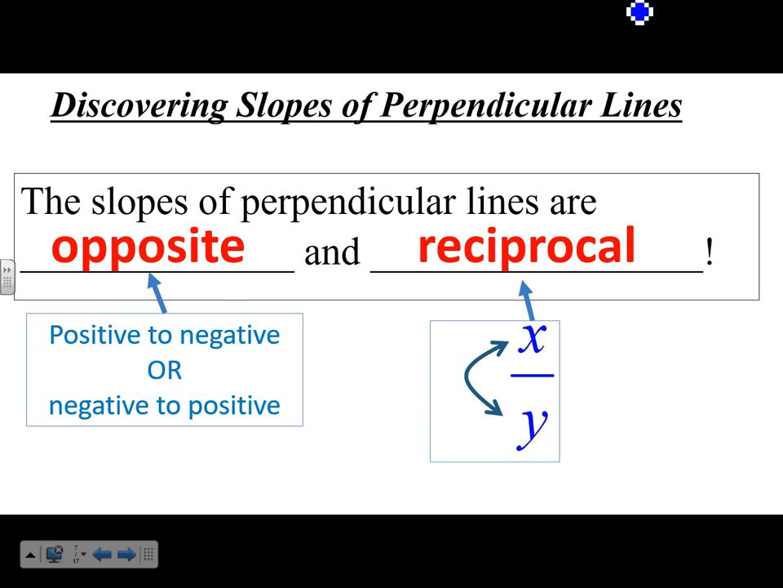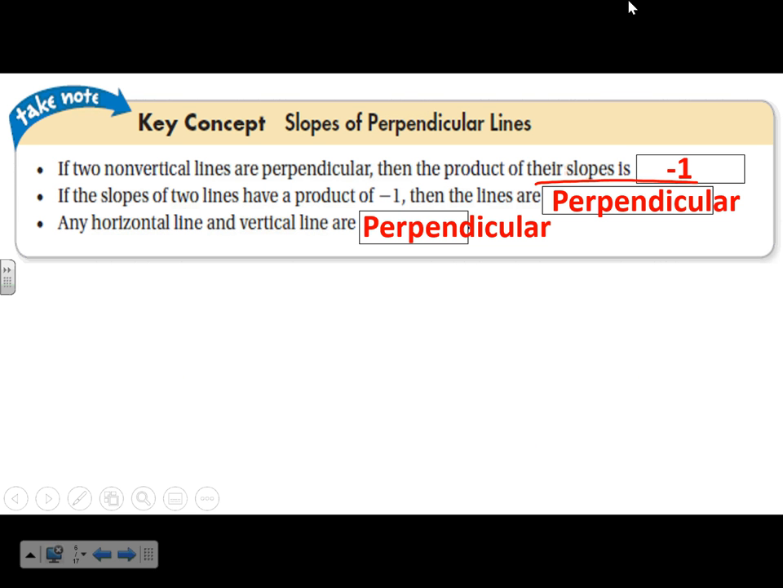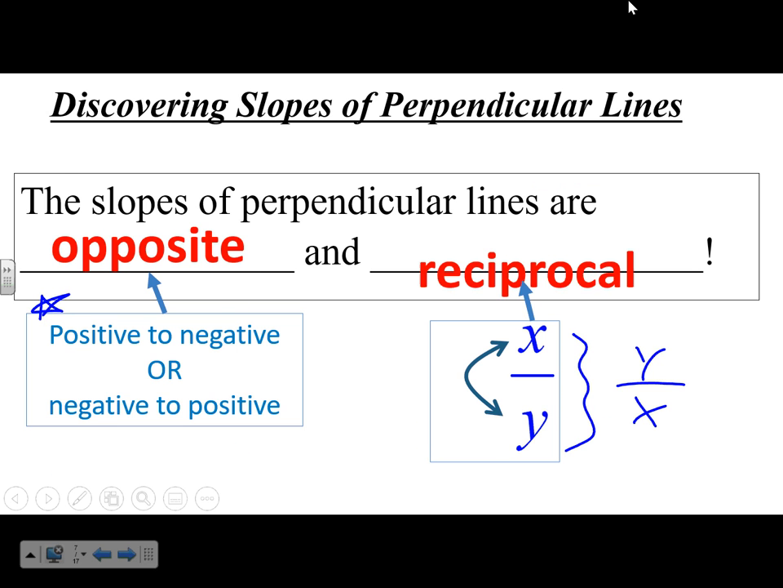So opposites are talking about the sign. If it's positive, then the opposite is negative. If it's negative, the opposite is positive. And the reciprocal, all you do is you take your numerator and denominator and you switch those. So the reciprocal of this one will be y over x. So opposite reciprocal is when they're perpendicular. So we won't talk about this -1 probably ever again because it's easier to remember that it's opposite reciprocal.